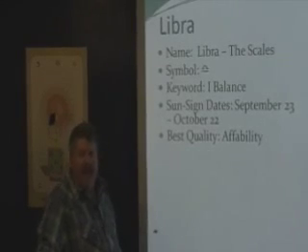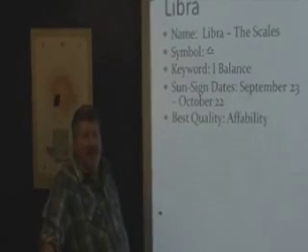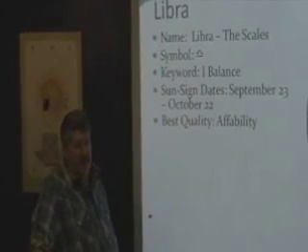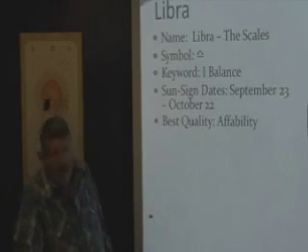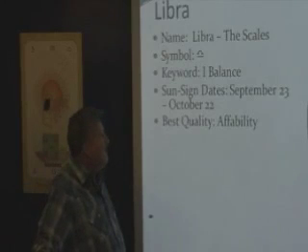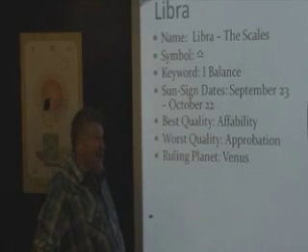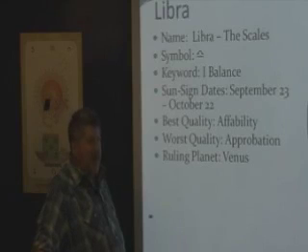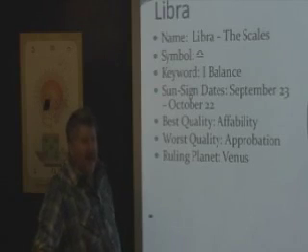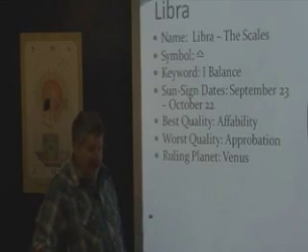Their best quality is affability. What does it mean to be affable? Congenial, friendly, nice would be words we use to go with it. Gracious. The worst quality is approbativeness. What is approbation? The seeking of approval from others. Libras are like performing circus dogs, jumping backwards through flaming hoops to get a pat on the head. They want to make nice for everyone and everything.